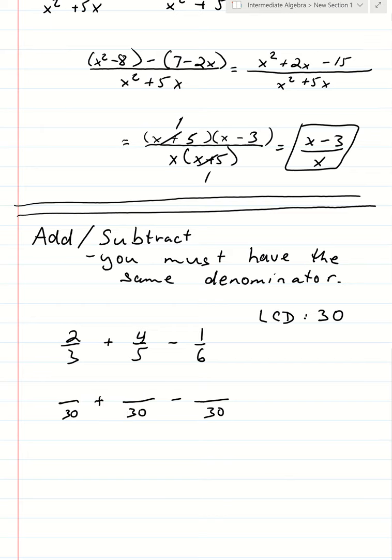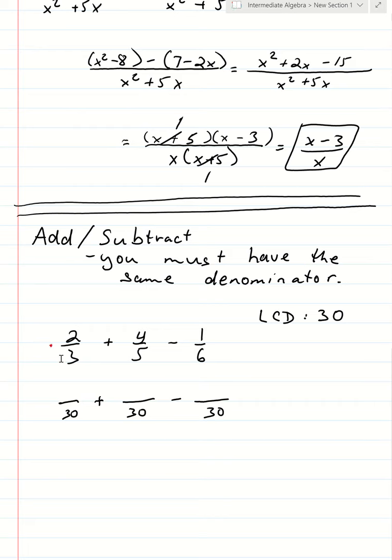What would I have to multiply 3 by to get a 30? Okay? And of course the answer is the number 10. So what I need to do is multiply this fraction of 2/3 by a number in the form of 1. By multiplying by the number 1, a number stays equivalent.